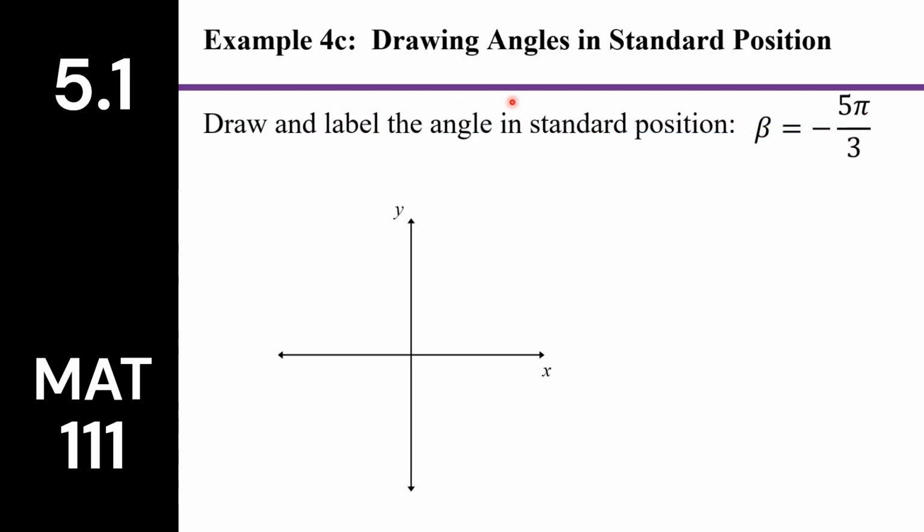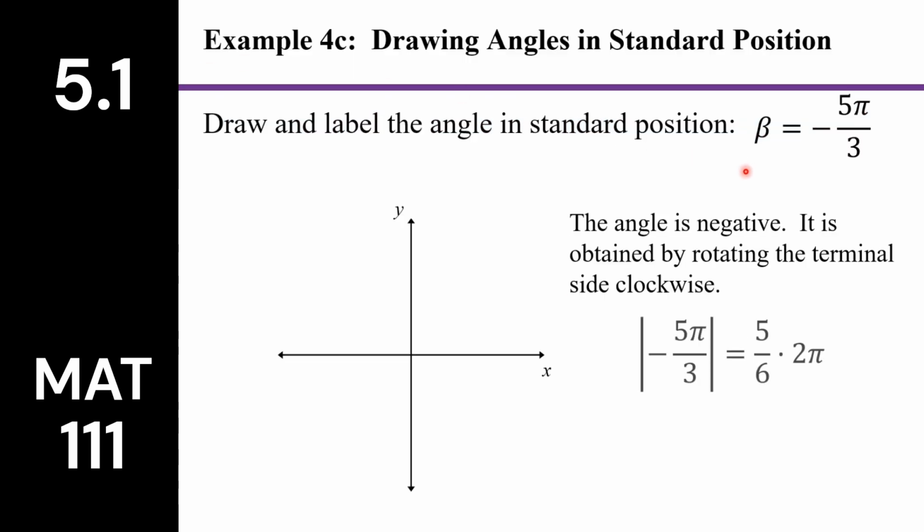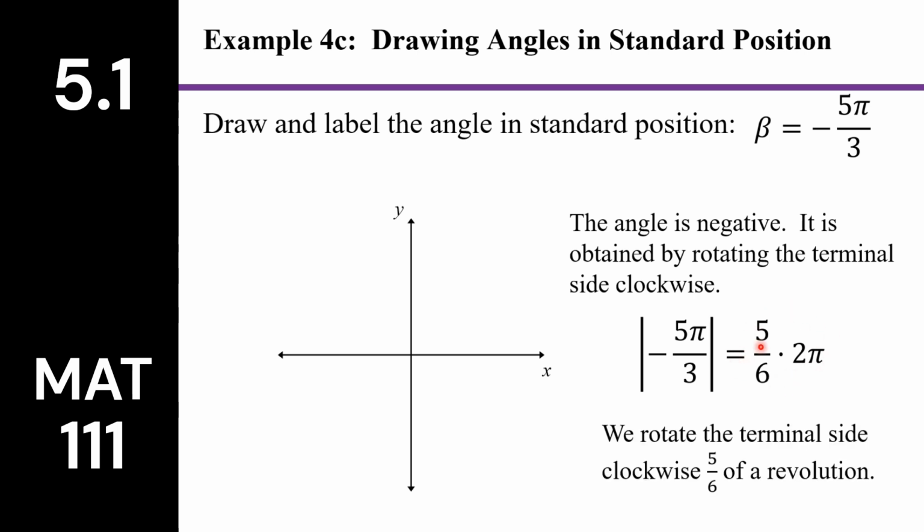This next example, angle beta, it's negative, so we're going to go clockwise. We take the absolute value if we're going to just remember that we're going clockwise. And 5 pi over 3 is 5/6 of a full rotation. Again, you can notice that the 2 and the 6 would cancel, giving you your 3. So this is equivalent to our original angle. We're going to rotate 5/6 of the circle in the negative direction.